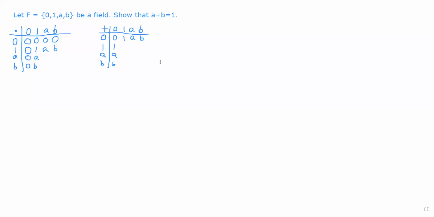Okay, so let's start. We have a field F with 4 elements, 0, 1, A, and B, and we want to show that A plus B equals 1. Now, your instinct may be, we can start by eliminating A and B, right?